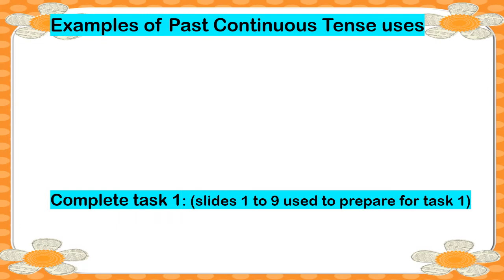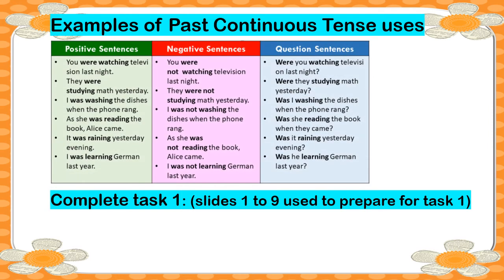Here follows some further examples of the past continuous tense used in positive, negative, and question sentences. There you can see clearly how it is used. I'm going to read you the first one, and then you could read out the other sentences aloud by yourself. You can pretend you're the teacher teaching your pupils in your class. You were watching television last night, your positive sentence. Negative, you were not watching television last night. And then when it's a question, were you watching television last night?